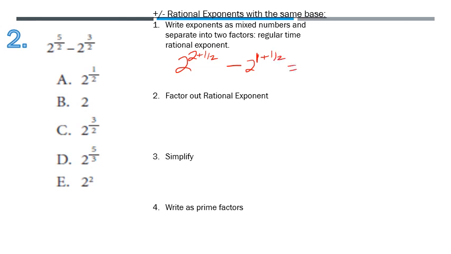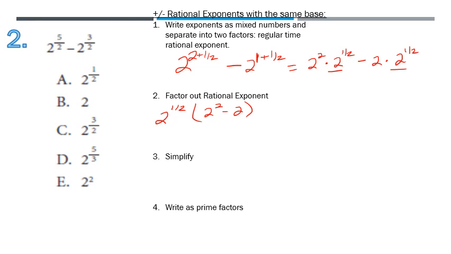Then when it says separate, this equals 2 squared times 2 to the 1/2 minus 2 to the 1 times 2 to the 1/2. Okay? Then you're going to factor out your rational exponents, because that's what each term has in common. So we factor out 2 to the 1/2, and we're left with 2 squared minus 2.